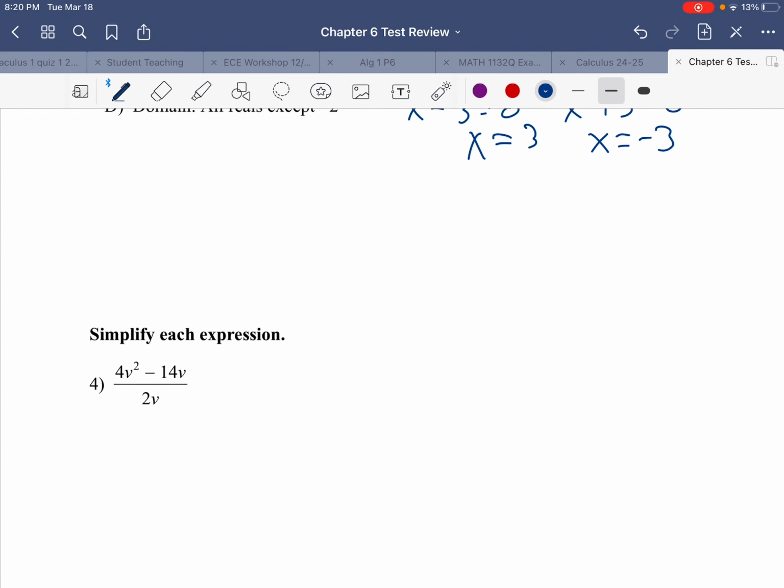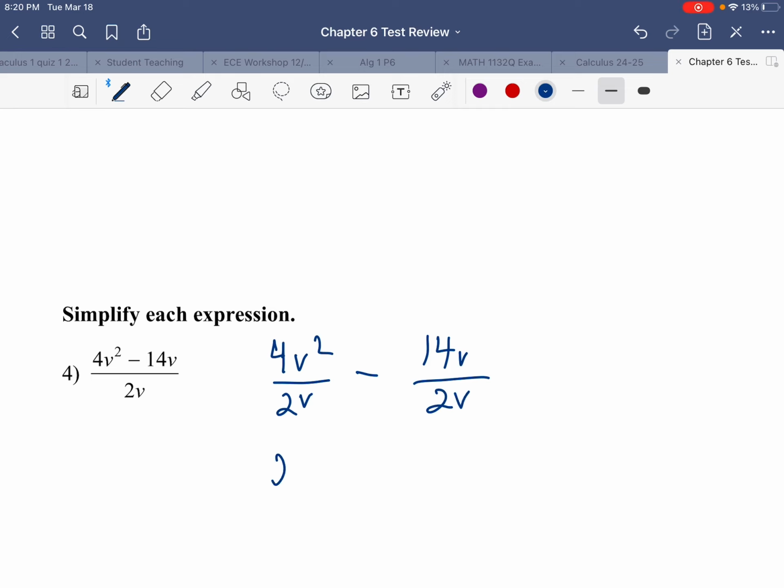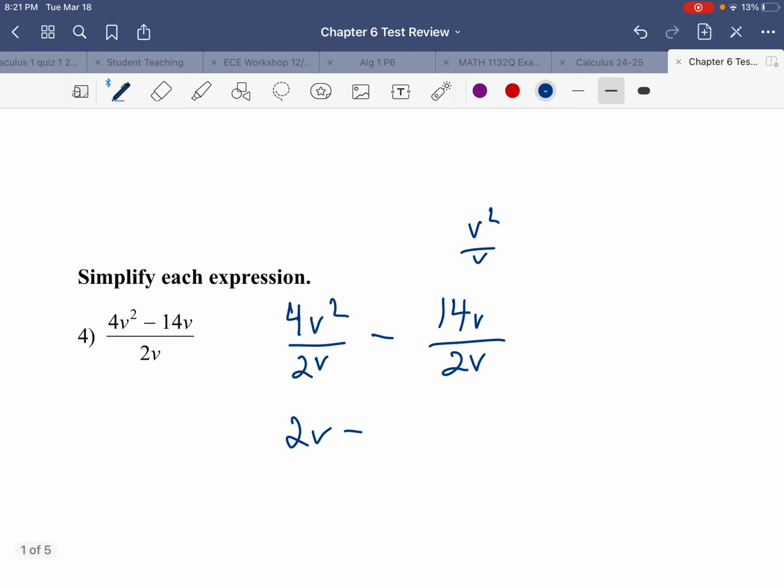For this next one, they want us to simplify the expression. When you're adding or subtracting in the numerator, we can rewrite this like we're subtracting 2 different rational expressions here. So this could look like 4v squared divided by 2v minus 14v over 2v. 4 over 2 is going to be 2. V squared over v is v. We're subtracting 14 over 2v. This is going to be 7, and v divided by v is equal to 1. So my final answer is going to be 2v minus 7.